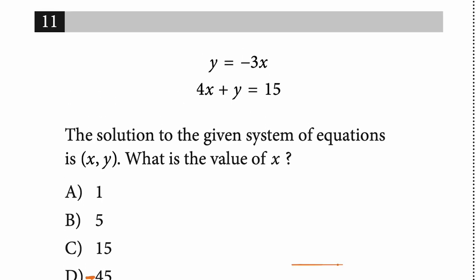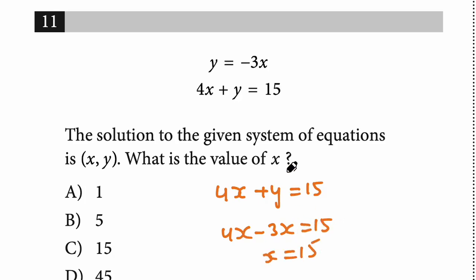Okay. Question number 11. y = −3x and 4x + y = 15. The solution to the given system of equations is (x, y). What is the value of x? When it is about a system of equations, the value of x should satisfy both equations. For that we can use the elimination method or the substitution method. But here, because y = −3x is given directly, I can plug it into the second equation as it is. So 4x − 3x = 15, so x is equal to 15. Just a little bit of thinking and we are good to go.